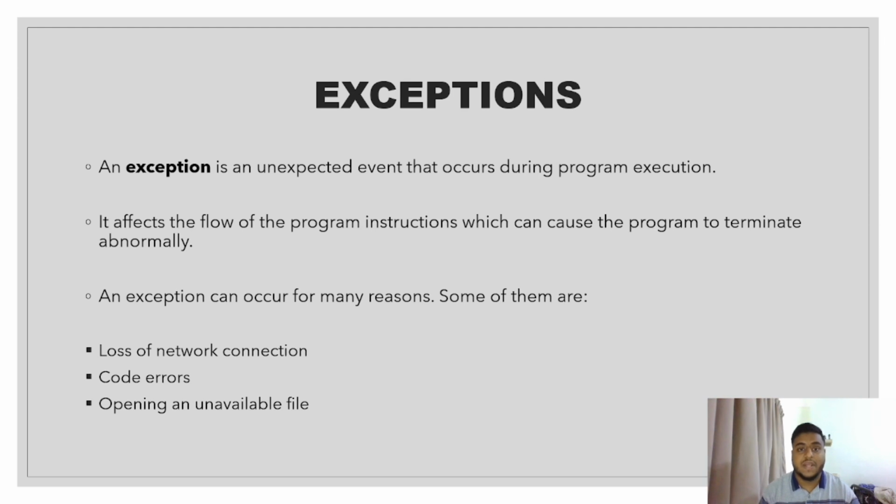So we will see what exceptions are. An exception is an unexpected event that occurs during program execution. It affects the flow of the program instructions, which can cause the program to terminate abnormally. An exception can occur for many reasons. Some of them are loss of network connection, code errors, opening an unavailable file, and also invalid user input.